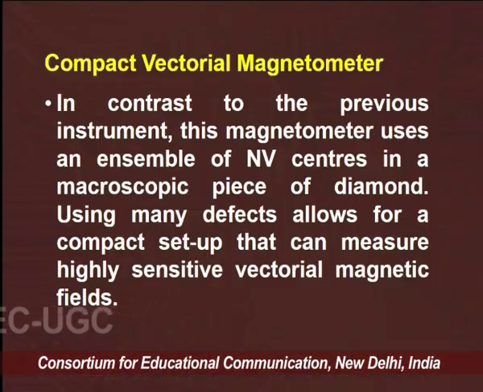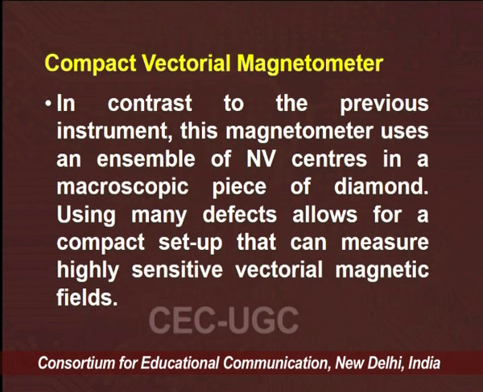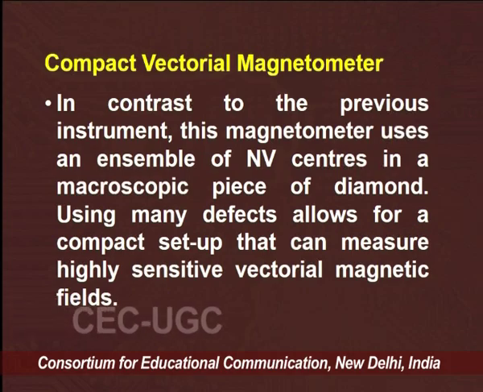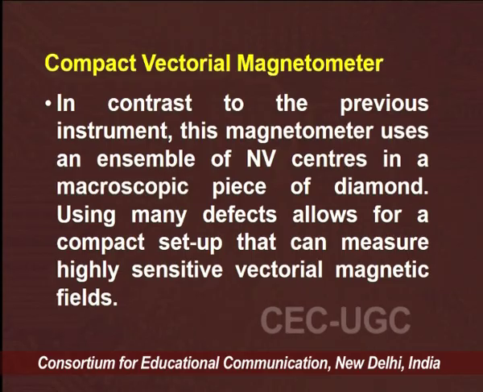In contrast to the previous instrument, this magnetometer uses an ensemble of the NV centers in a macroscopic piece of diamond. Using many defects allows for a compact setup that can measure the highly sensitive vectorial magnetic field. If we compare these measurements of the local magnetic field to a magnetic field map of the area, these compact magnetometers can be used for position tracking and navigation without needing a GPS system. So we can navigate and directly track positions.